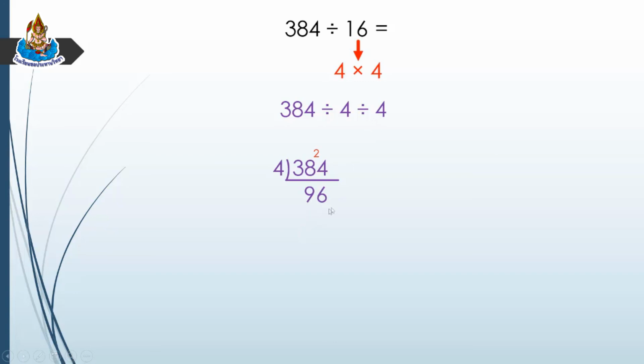Now we divide this quotient by the second 4. 4 goes into 9 2 times. And we have remainder 1. And 4 goes into 16 4 times. So our answer is 24. So it's so much easier than doing long division. But let's look at one more example.